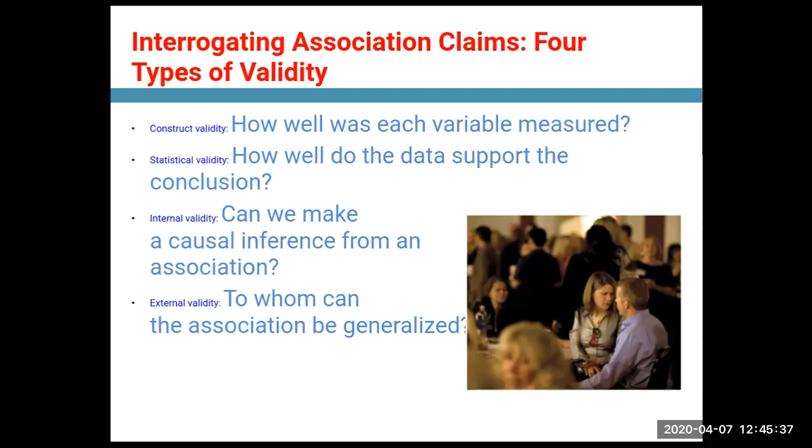And finally, external validity: to whom can the association be generalized? And really, the answer is it depends. It depends on what the association is, and does it need to be generalizable? A lot of the times the answer is no. Sometimes the answer is yes. So external validity, maybe, right? It depends. Construct and statistical validity, definitely. Internal validity, get out of here.